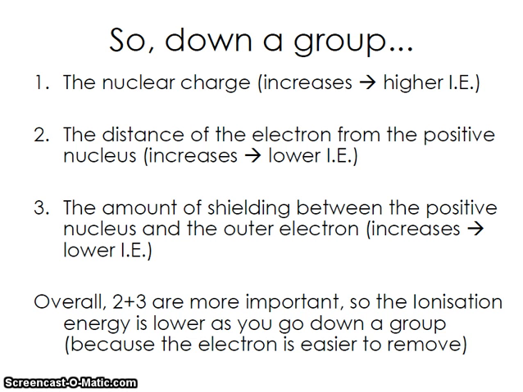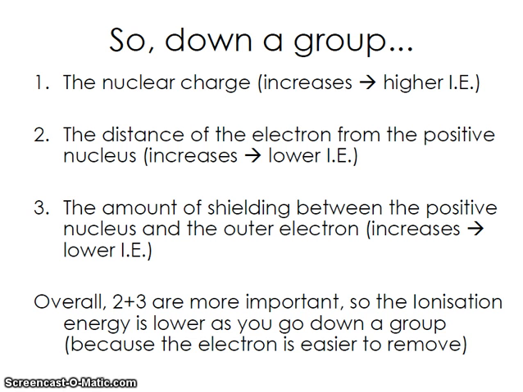Secondly, when you go down a group, the atomic radius gets bigger. So this means the distance of the electron from the positive nucleus has increased. So because the distance has increased, there's less attraction, so you've got a lower ionisation energy. Then thirdly, you've got the amount of shielding between the positive nucleus and the outer electron. Because the atomic radius is bigger, you've got more shells of electrons between the outer electron and the positive nucleus. Therefore, there's more shielding, so that outer electron is not going to feel the full force of the positive nuclear charge. So therefore, you're going to have a lower ionisation energy.